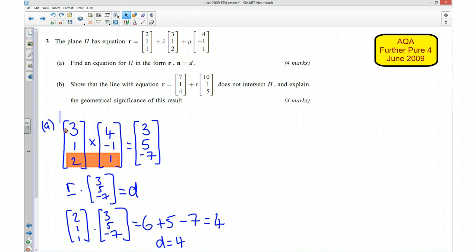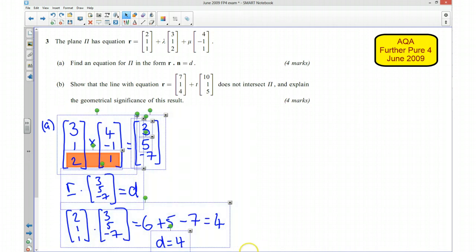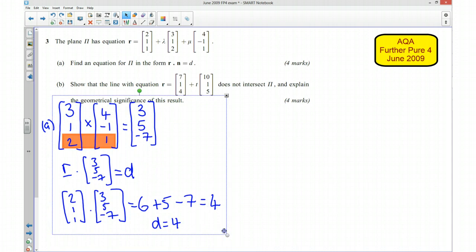Okay, so to finish off then, I can now write down what my final equation is.